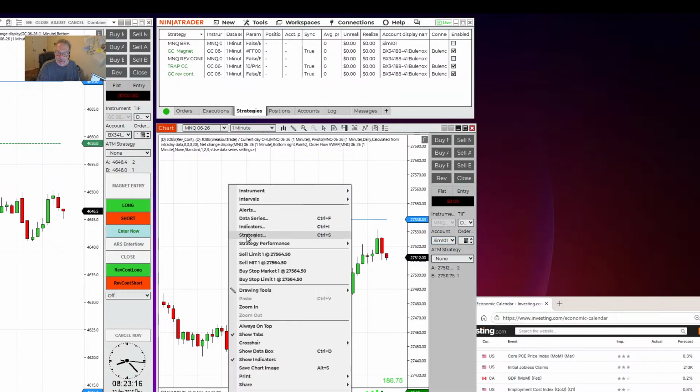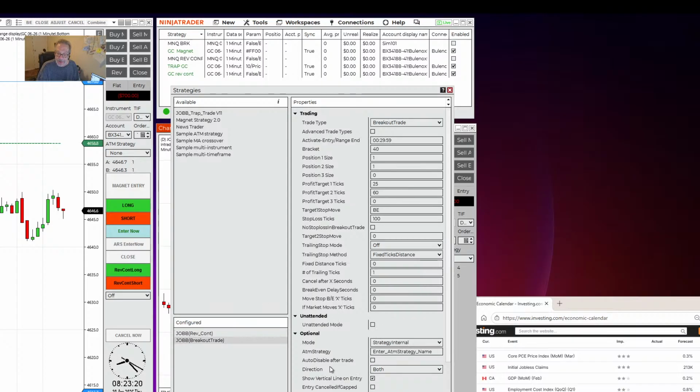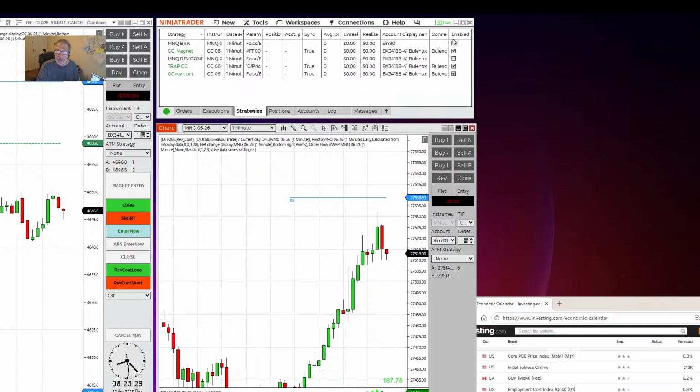I'm going to go back to the strategy for a moment, highlight the strategy, go to optional and turn off the vertical line. Apply it. Okay. Here comes our test of the bracket. Order submitted. And that's a manageable setup, okay? Not too wide, not too narrow. Order canceled.